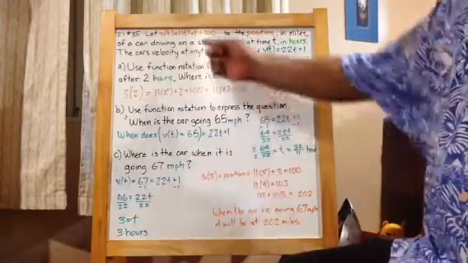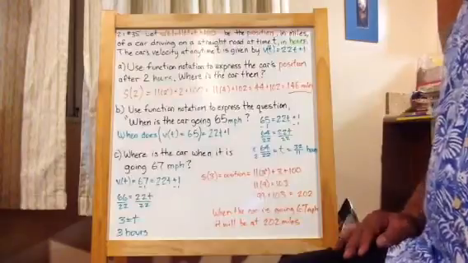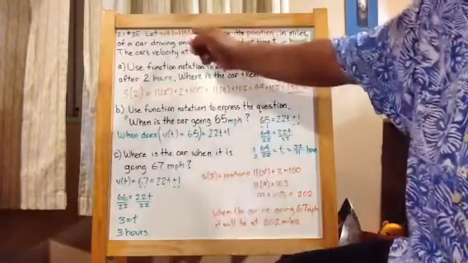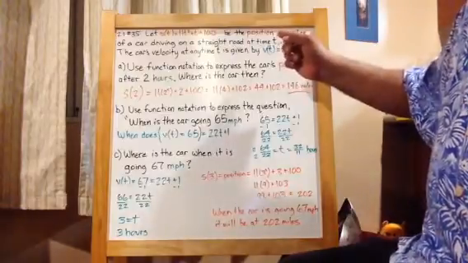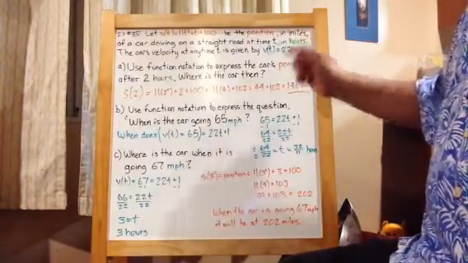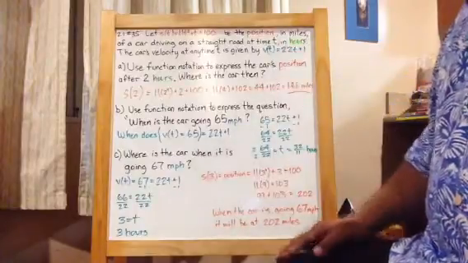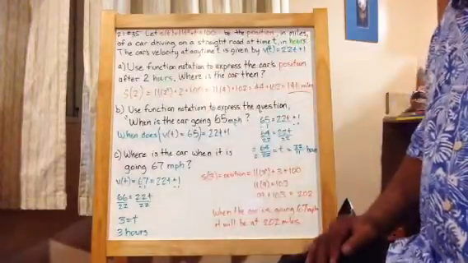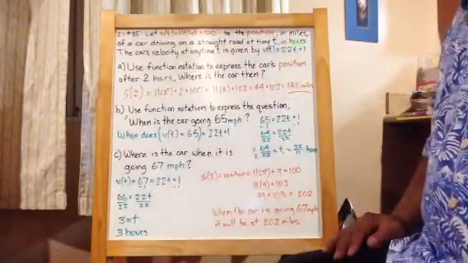So this first function is for position, and the input is time, t. The position is measured in miles. And the second formula, this one here, is velocity, which is miles and time together, which is miles per hour in this case.